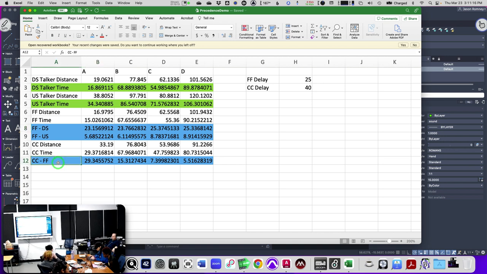And then you're going to have another last speaker, right? Which in this case is the center cluster. And once you've got that front fill, that first last speaker, time aligned to the talker, then you can ignore the talker now. You don't have to worry about that now. You just have to worry about the center cluster relative to the front fill. So you take the center cluster time plus the center cluster delay minus the front fill time minus the front fill delay.